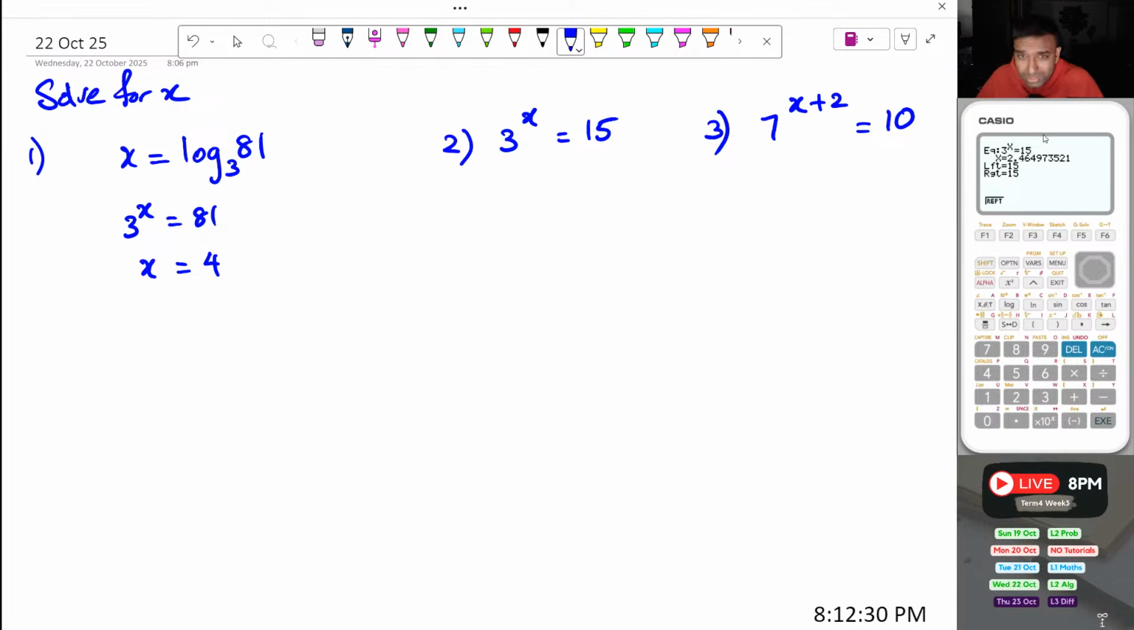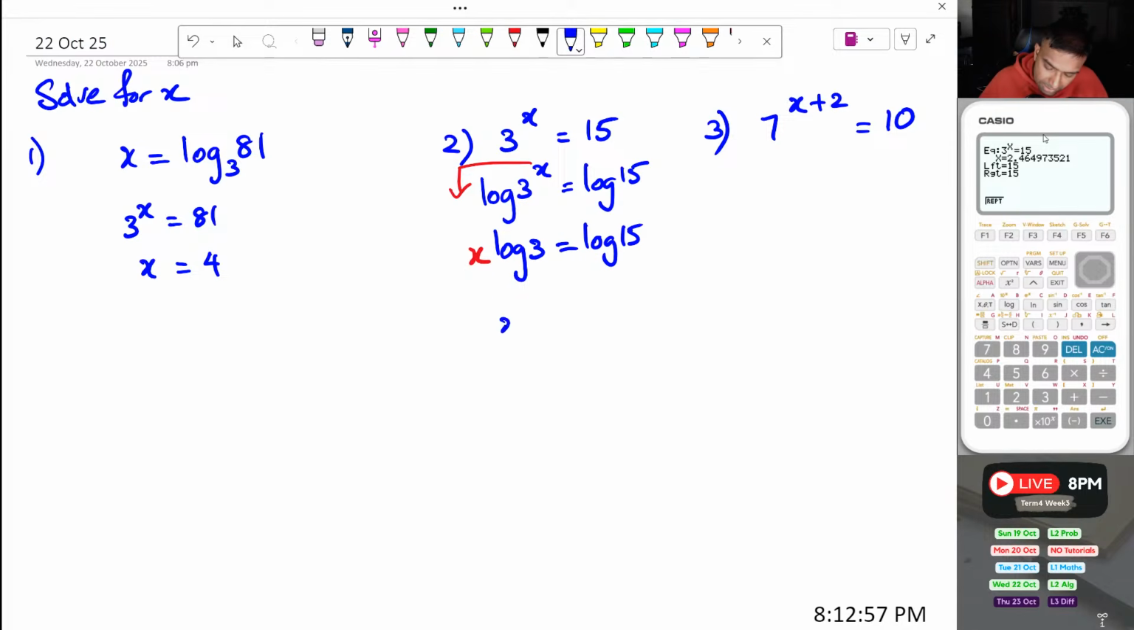But just for you to quickly check it, if you do want to do this with logs, then we take logs of both sides. It's going to be log 3^x equals log 15. Then one of the log rules states that the x can just come to the front, which then becomes x multiplied by log 3 equals log 15. And then we can just say x is equal to log 15 divided by log 3. So our answer was 2.46.